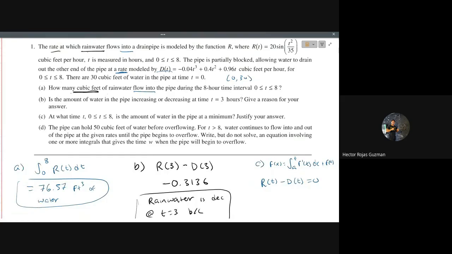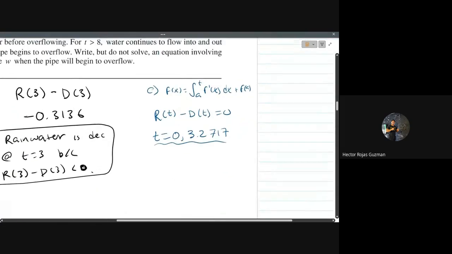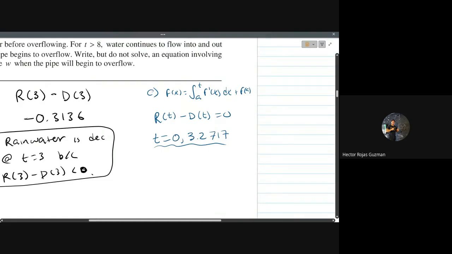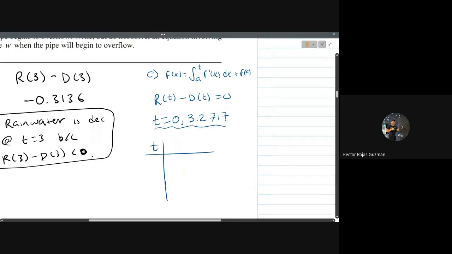You use your calculator and you find the critical points, which happen to be 0 and 3.2717. Now, you don't add the initial condition? Not yet, because this was the derivative. But we are going to use it now that we're trying to find our minimum, because you can make a table. They always make tables on the rubric. But again, you also don't have to.